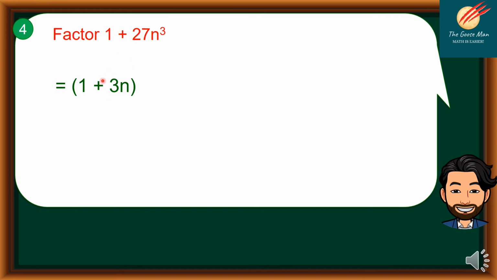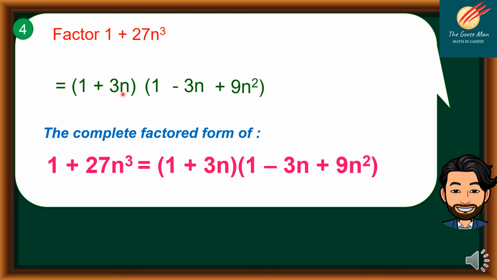Since this is a sum, we will write in the binomial as sum. For our trinomial, the first term of the trinomial is the square of 1. The middle term of the trinomial is the opposite of the product of 1 and 3n, which is negative 3n. And finally, the last term of the trinomial is the square of 3n, or 3n times 3n, which will give us positive 9n squared. So the complete factored form of 1 plus 27n to the 3rd power is equal to 1 plus 3n times 1 minus 3n plus 9n squared.